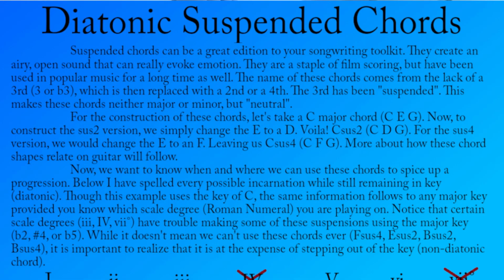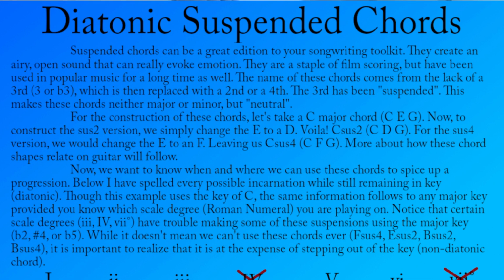Now we want to know when and where we can use these chords to spice up a progression. Below I've spelled every possible incarnation while still remaining in key, diatonic. Though this example uses the key of C, the same information follows to any major key provided you know which scale degree, Roman numeral, you are playing on. Notice that certain scale degrees, 3, 4, 7, have trouble making some of these suspensions using the major key.